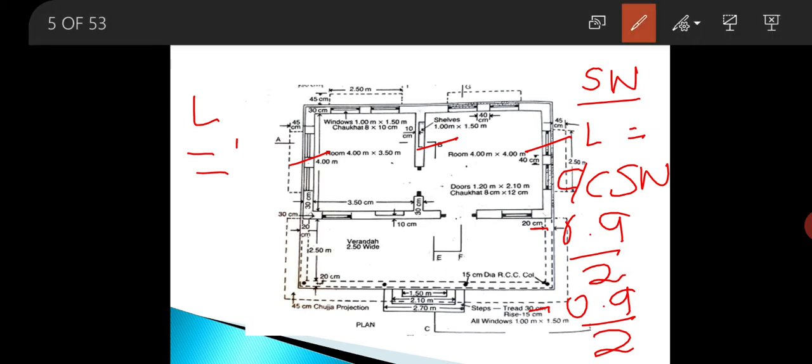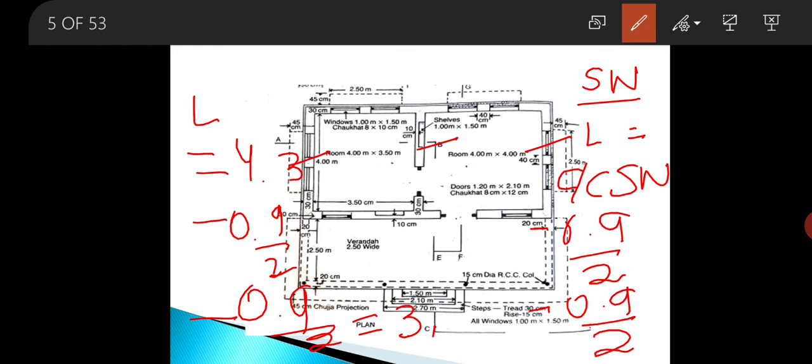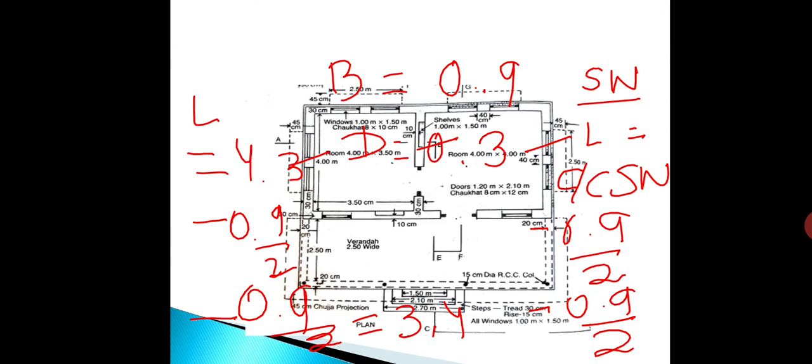Therefore, from 4.3 we will subtract 0.9 by 2 and again 0.9 by 2 from both the sides. So this will be equal to 3.4 meter. Clear? This is the length. The breadth will be equal to 0.9 and depth will be equal to 0.3 meter. So now we will move to the details of measurement form.